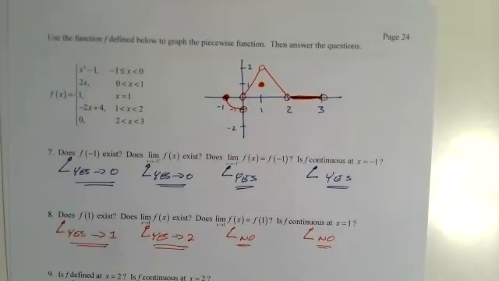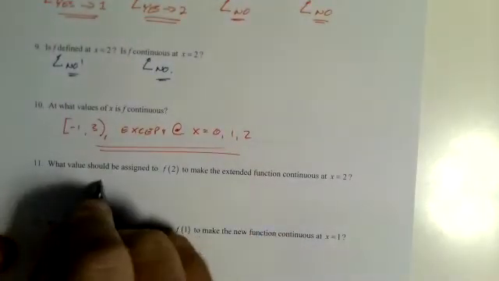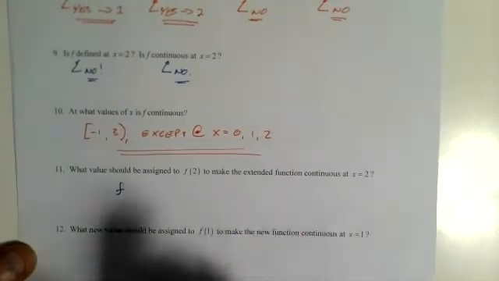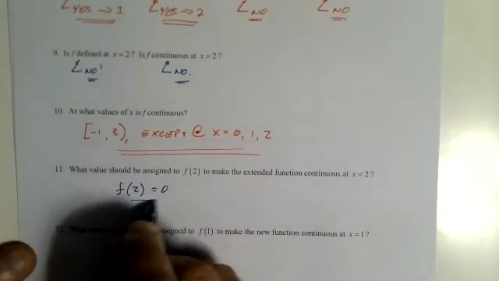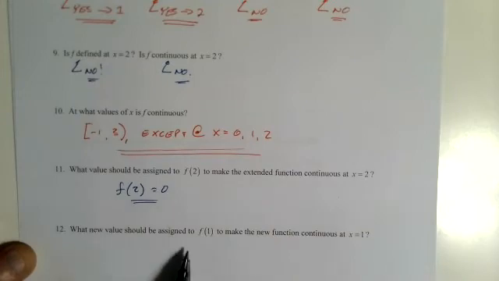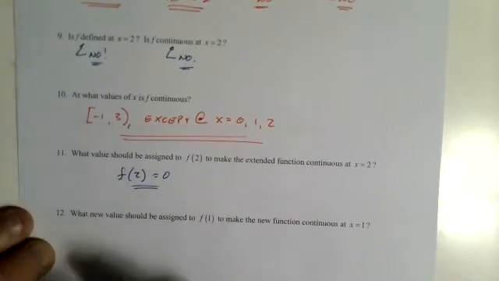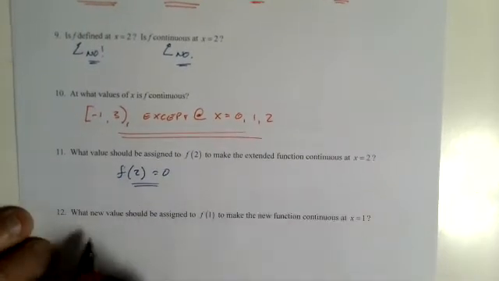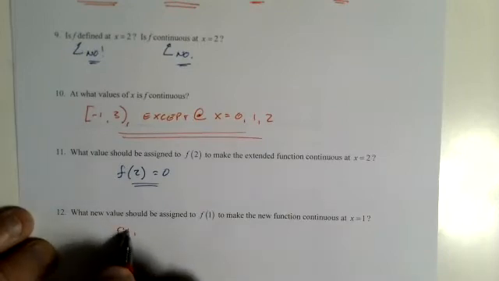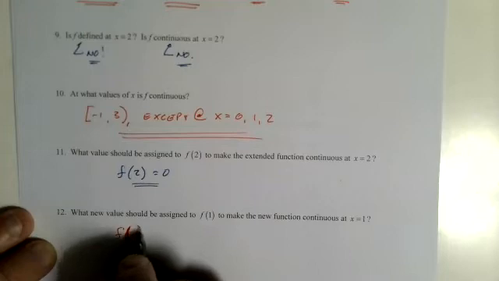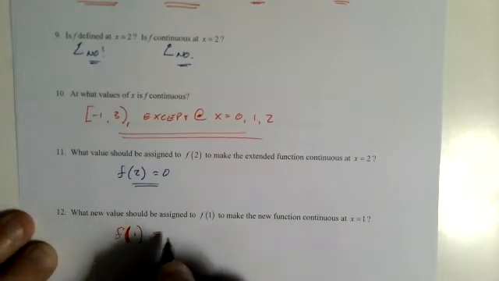What value should be assigned to f of 2 to make it continuous? 0. So f of 2 should equal 0. What new value should be assigned to f of 1 to make the new function continuous at x equals 1? So new value should be assigned. This was just a value. This is a new value. You can't replace something that's there. We could go and change the whole function, and that's what they're more or less asking. So f of 1 equals 2.